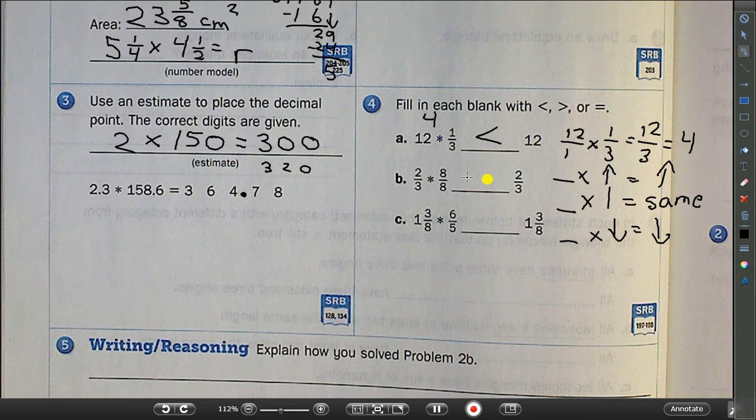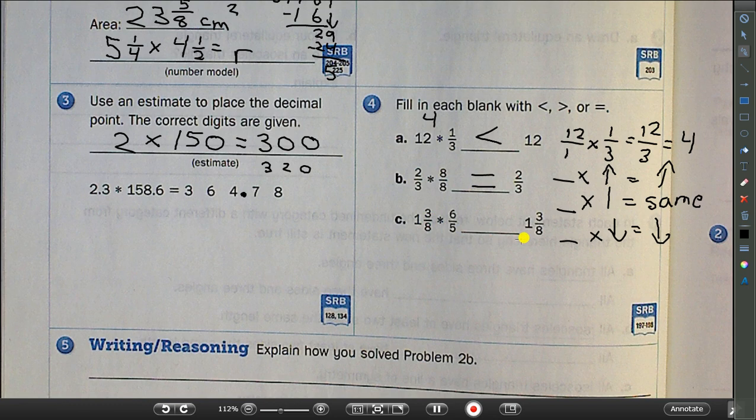So down here, 2/3, 2/3. For those things to be equal, whatever we multiply has to equal 1. If 8/8 is bigger than 1, then we know this is going to be bigger than 2/3. If 8/8 is less than 1, we know that this side is now going to be less than 2/3. 8 divided by 8 is 1. Anything times 1 stays the same. So these will be equal.